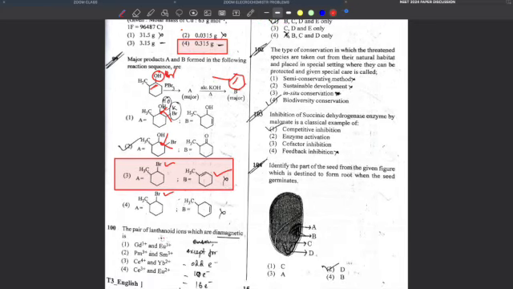Last question, the pair of lanthanide ions which are diamagnetic in nature are. So gadolinium, europium, both are the same kind of.